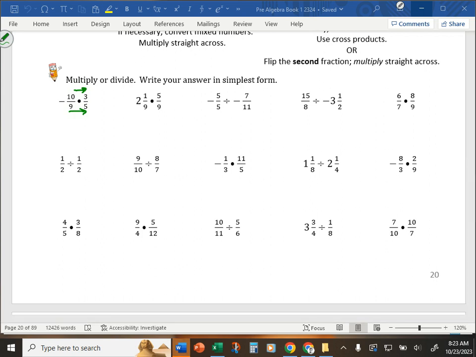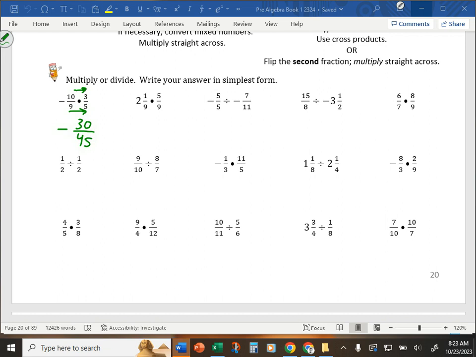Don't worry about common denominators, anything like that. What is 10 times 3? 30. What is 9 times 5? 45. What sign will our fraction have? Negative. And you know that because the same rules apply. We have a negative fraction times a positive, so it's going to be a negative 30/45. Nora.